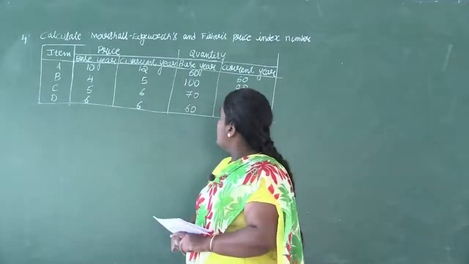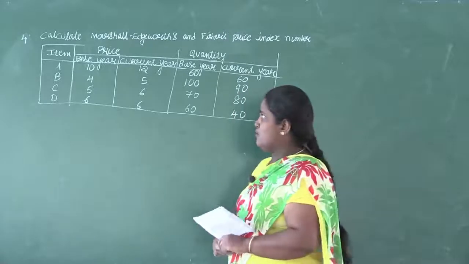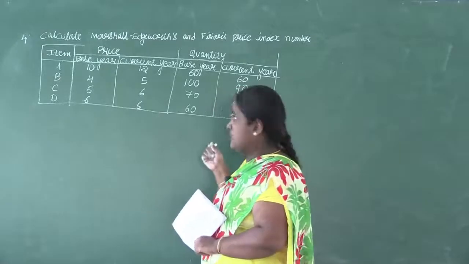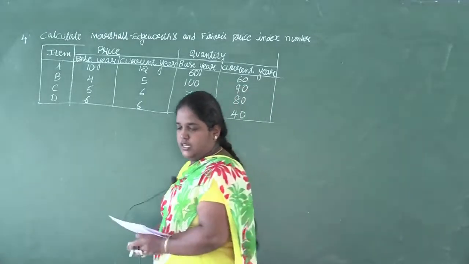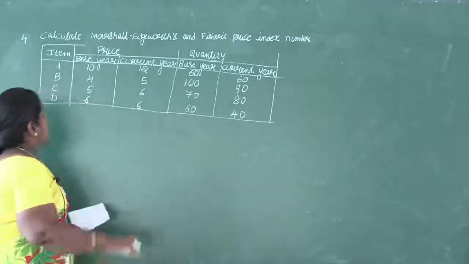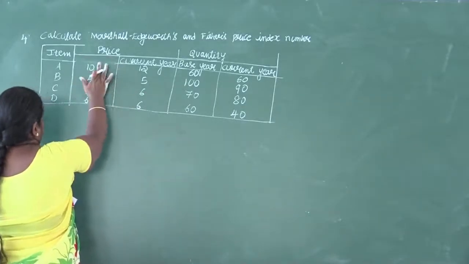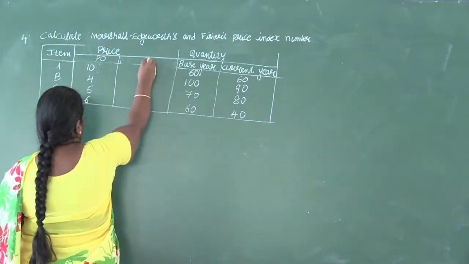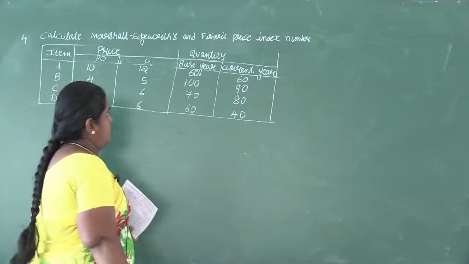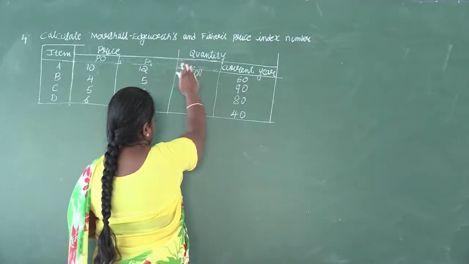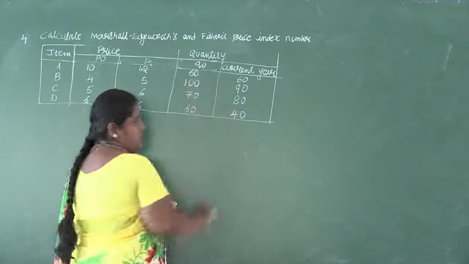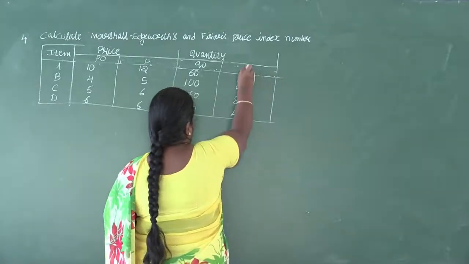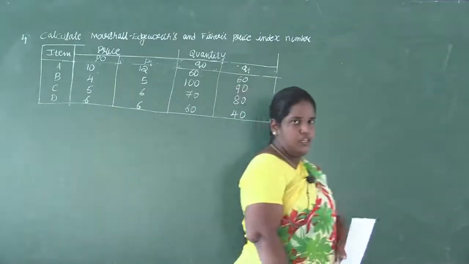Let's calculate Marshall-Edgeworth and Fisher's price index number. So your items are given up to D, then price is divided as base year, current year, and quantity is divided as base year and current year. So price of base year is denoted by the symbol P0, current year price is denoted by the symbol P1, quantity of base year is denoted by the symbol Q0, and quantity of current year is denoted by the symbol Q1. Then multiply the price and the quantities.